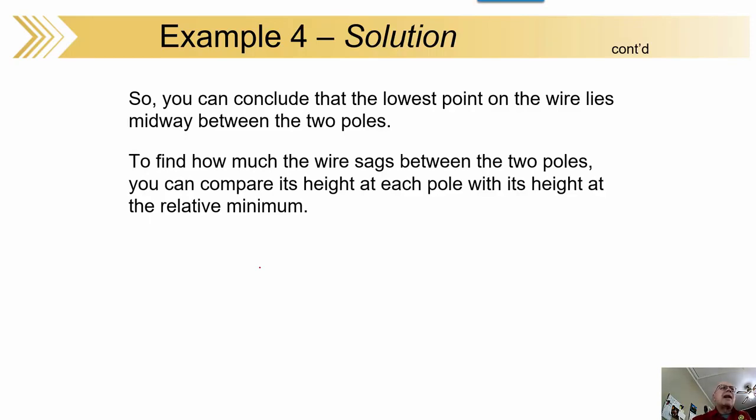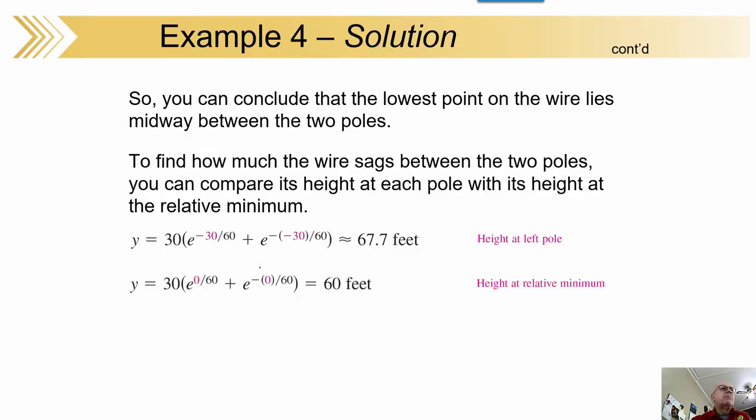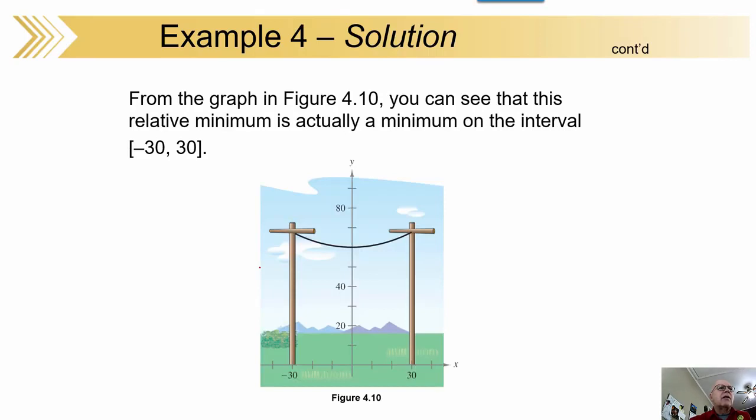To see how much it sags, compare the height at each pole with the height at the minimum. So first of all, what's the height on one side? 67.7 feet at the left. On the right side, actually they're doing the middle first, middle next. Put the 0 in there, that's the middle point. If we look back here, in case you want some reference. Remember, this was the first one. Where am I?